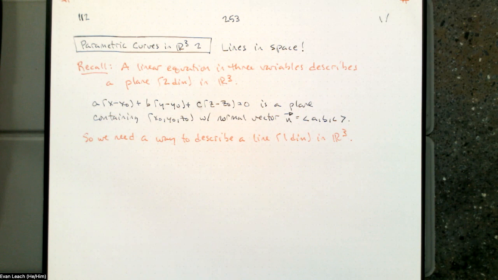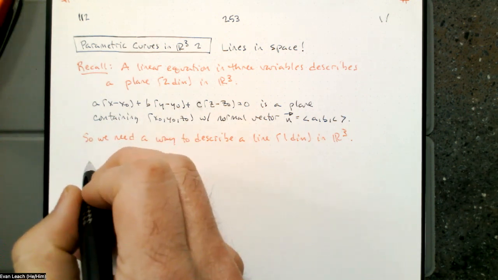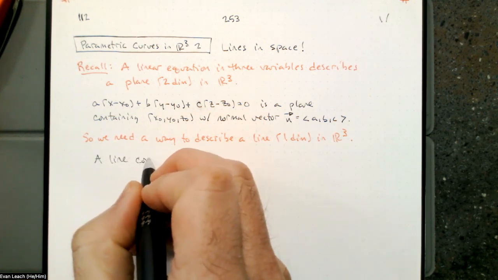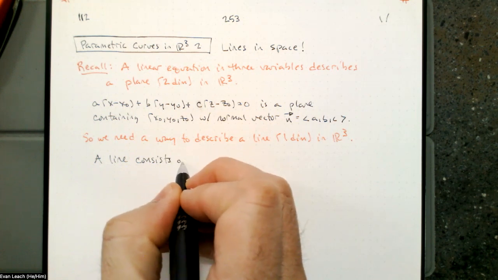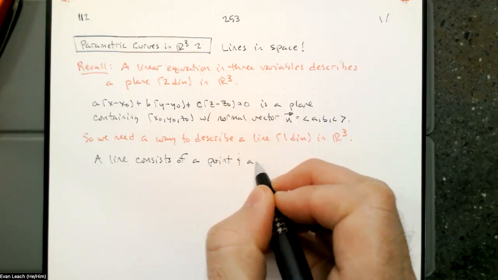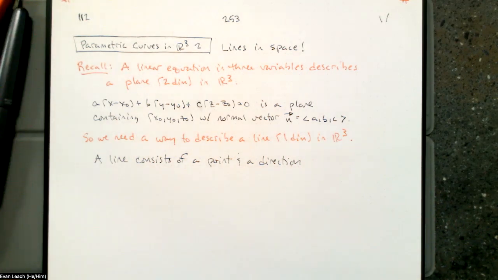So lines are very simple things. Lines in any space just need a point and a direction. A line consists of a point and a direction. A line only ever needs two things, a point and a direction.